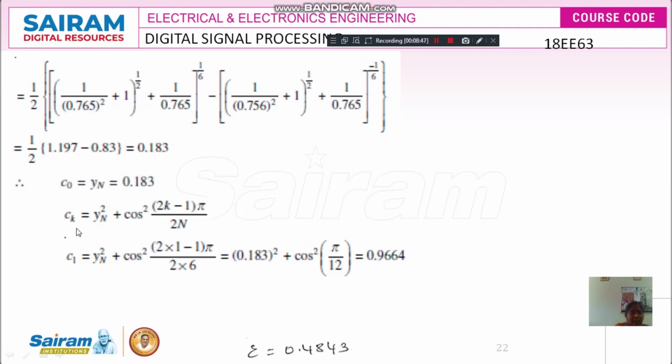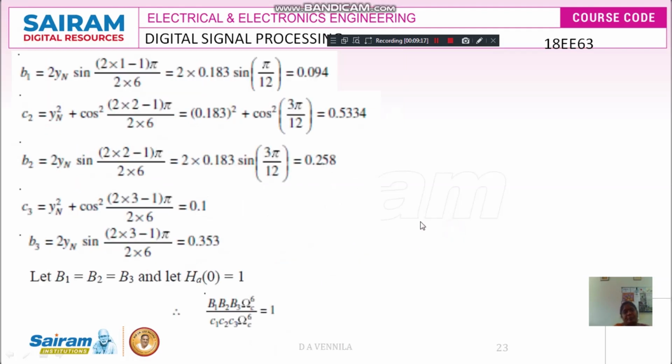Next you need to calculate Ck. Ck is equal to, we know the formula already discussed, yn square plus cos square of (2k minus 1) into pi divided by 2n. 2n is 6. Next, the k value: C1 equal to, we assume k value is equal to 1. So C1 equal to yn square plus cos square of (2 into 1 minus 1) pi divided by 2 into 6. This C1 value is equal to 0.9664.